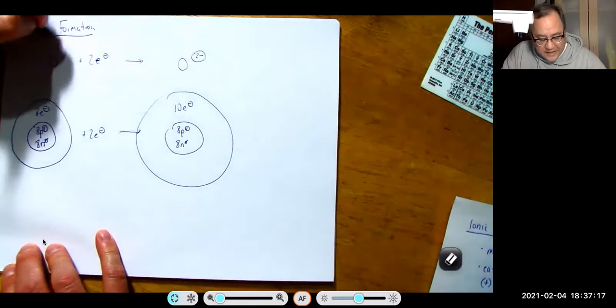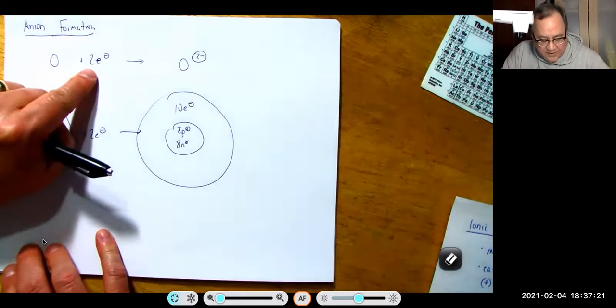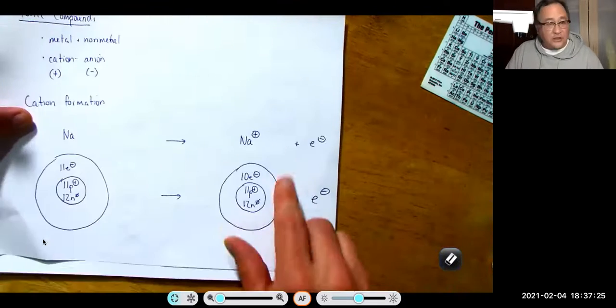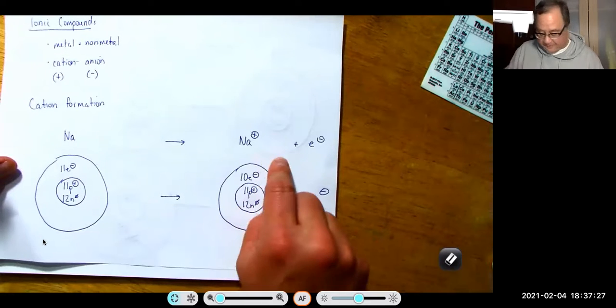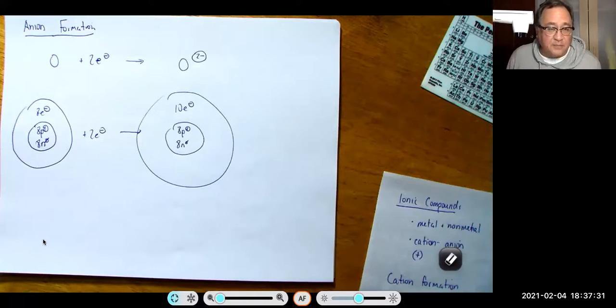So we can see that to form an anion, you have to get electrons. And to form a cation, you actually lose them. This is considered losing. So when you lose electrons, that electron becomes a product. And when you gain an electron, that electron is a reactant.